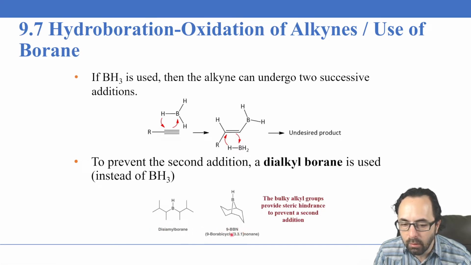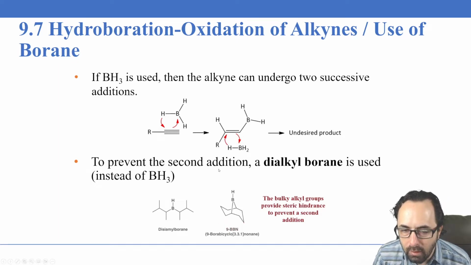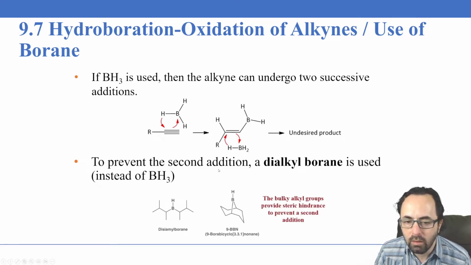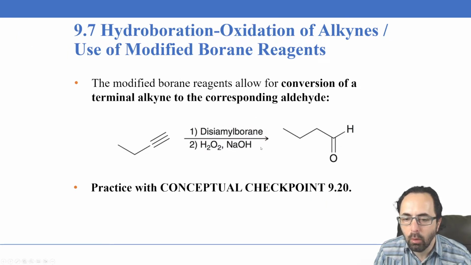This is going to be the one you see a lot. And so this is a reagent, 9-BBN, that's going to be used instead of BH3 for the hydroboration-oxidation of the alkynes as opposed to the alkenes. So here's an example with diisoamyl borane.